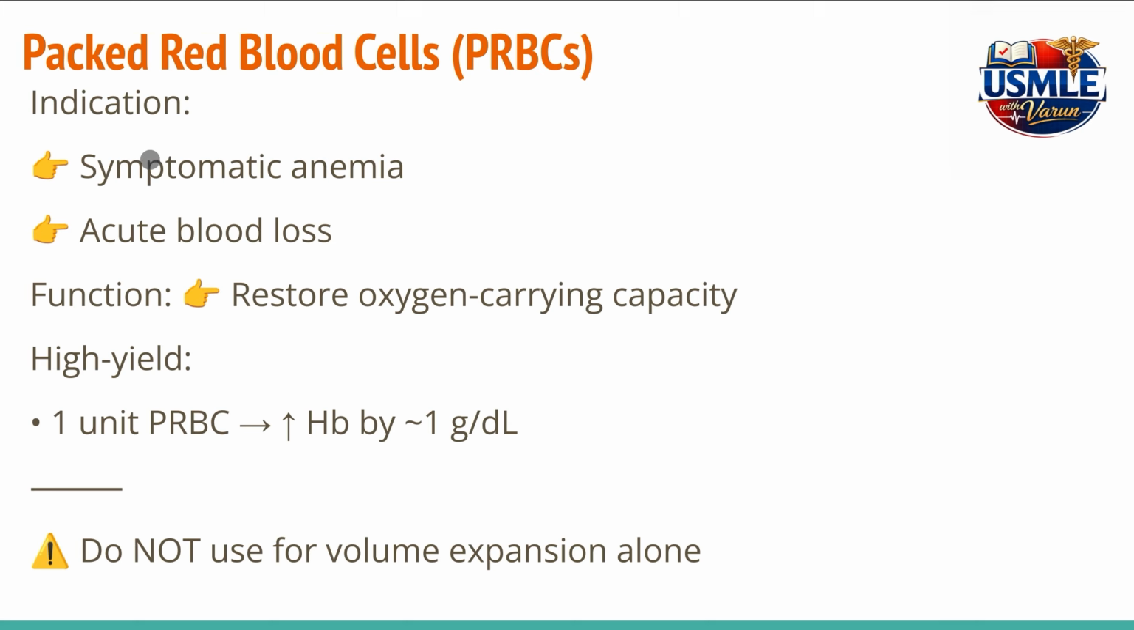Packed red blood cells are used when you just want to improve the oxygen delivery or restore oxygen carrying capacity. So we use them in symptomatic anemia or acute blood loss. A very important number to remember is that 1 unit of PRBC raises hemoglobin by about 1 gram per deciliter. Also, don't use PRBCs just for volume expansion alone, because that's not the role of packed red blood cells.